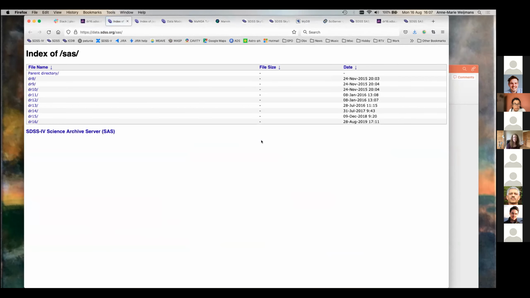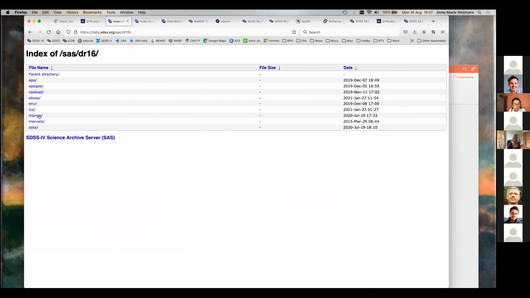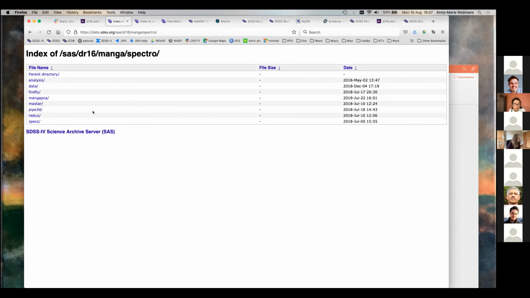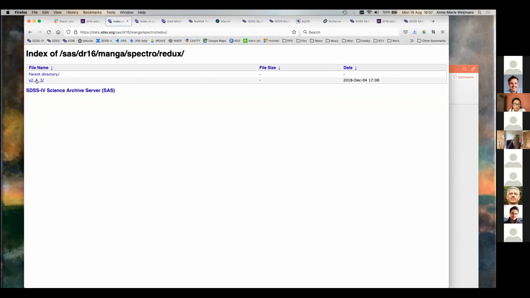That is where all the data releases live. DR16 is the latest one. And I'm just going to go to MaNGA because that is the survey that I'm most familiar with. And I want to look at some, let's see, some data cubes. So I go to Redux.